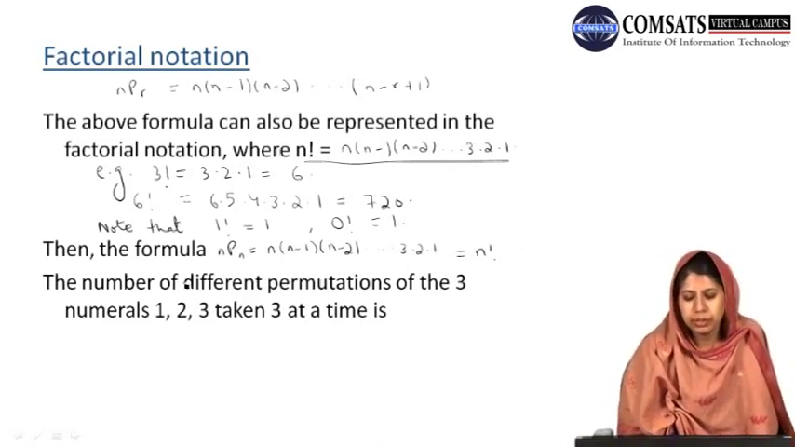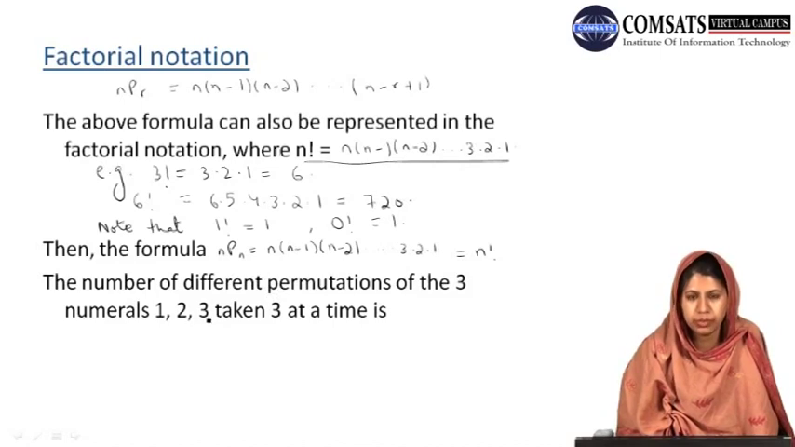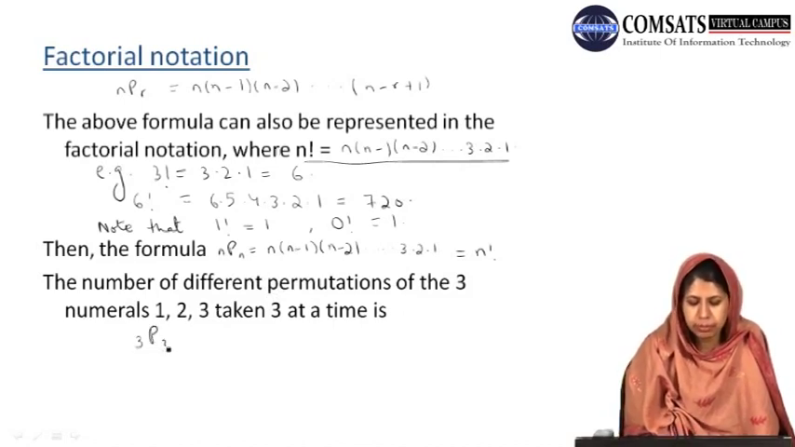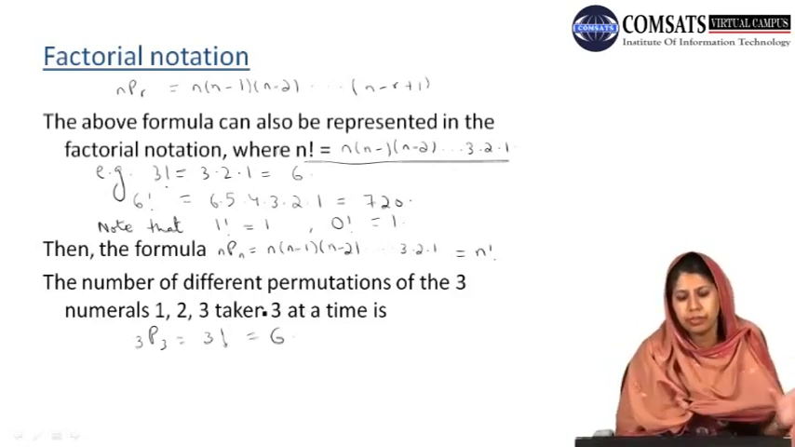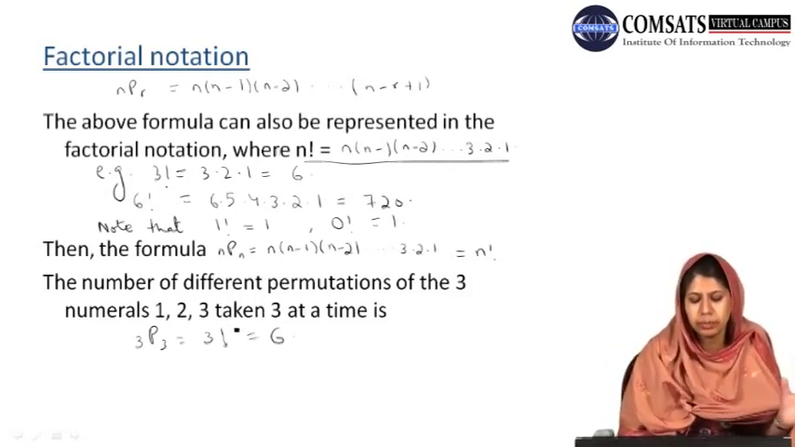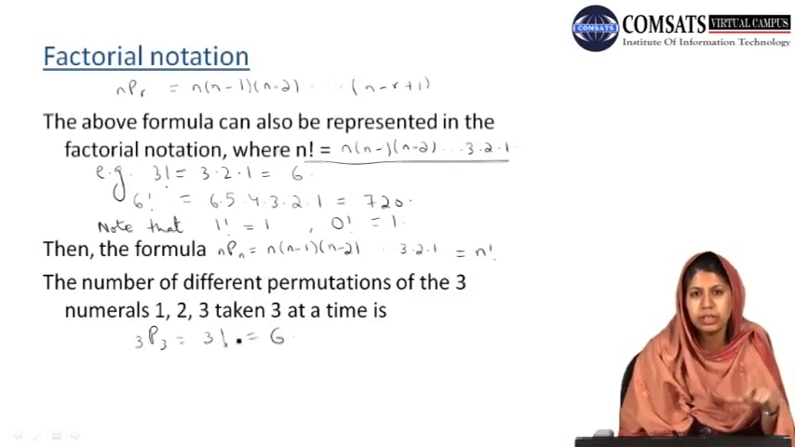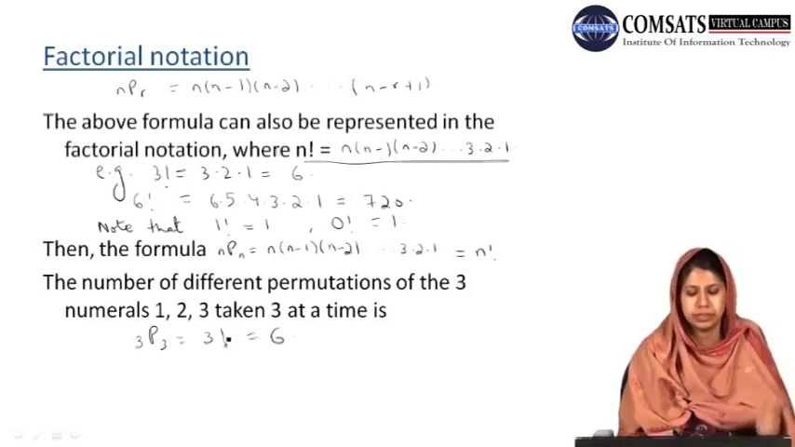As in the case of our first example, that is the number of different permutations of the 3 numerals 1, 2 and 3 taken 3 at a time is 3P3, which is equal to 3 factorial, which is equal to 6, which is the same answer as we have seen or calculated by counting our number of possible arrangements.